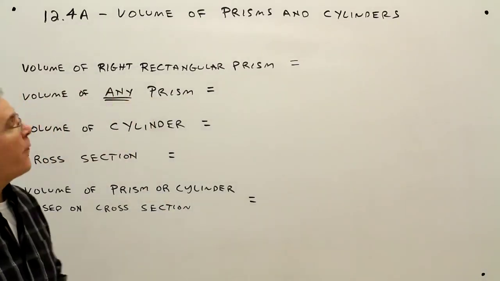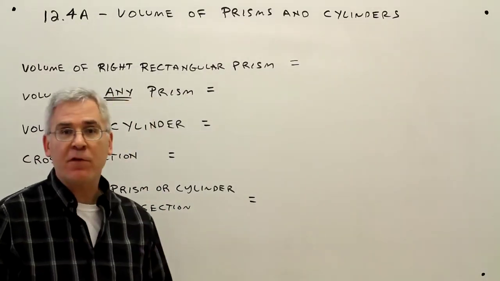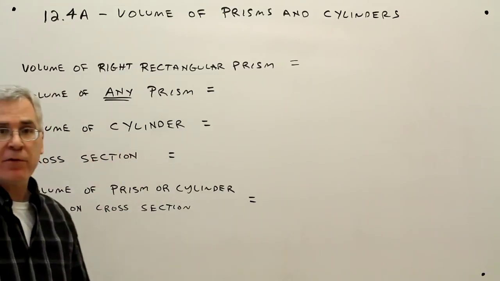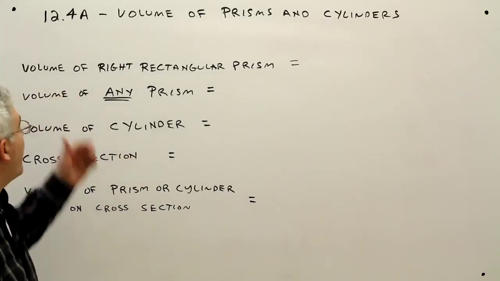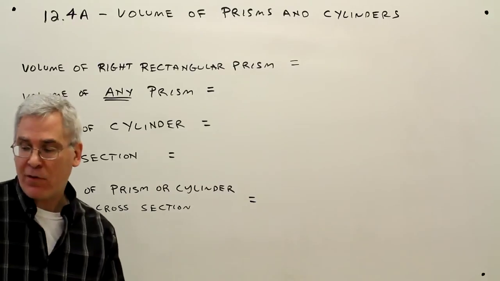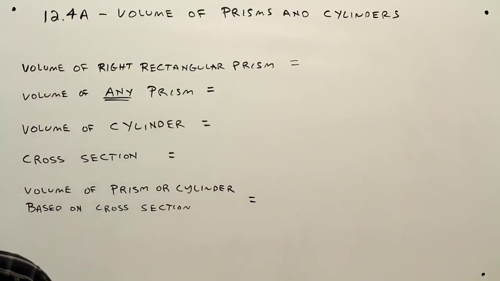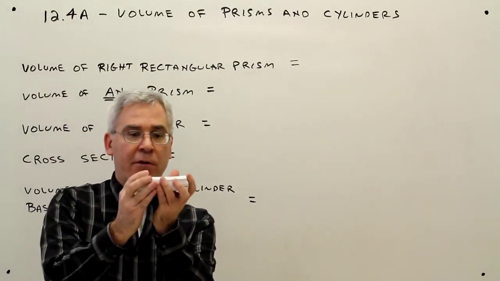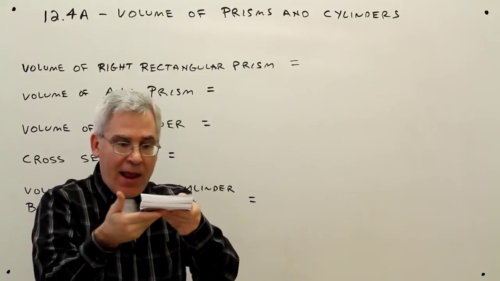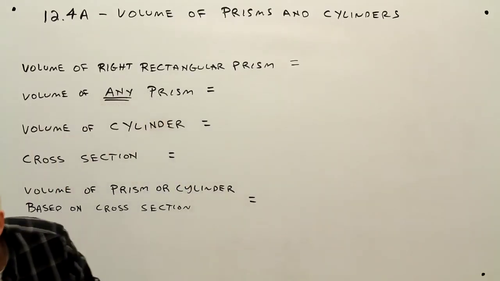Welcome to video 12.4a, volume of prisms and cylinders. We have a whole bunch of formulas to go over, so let's get started. First, the volume of a right rectangular prism, as shown here, is simply the area of the base times the height.